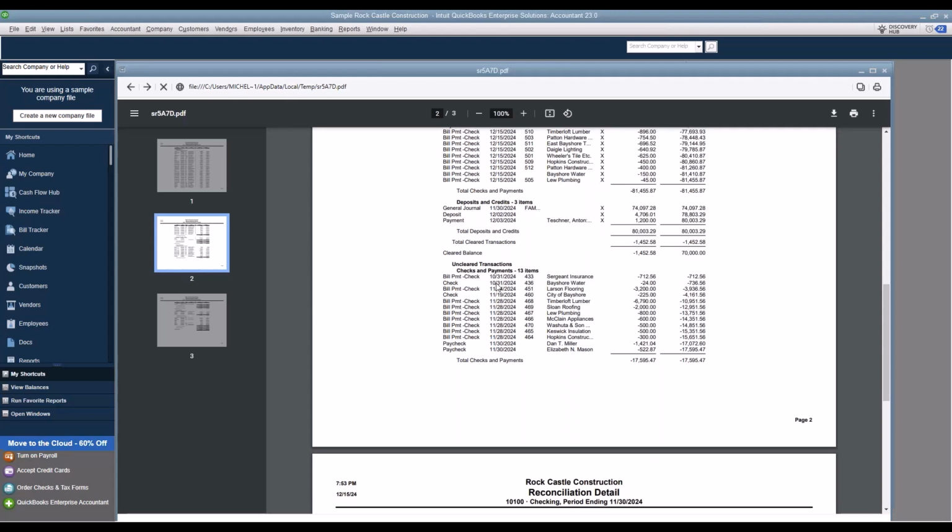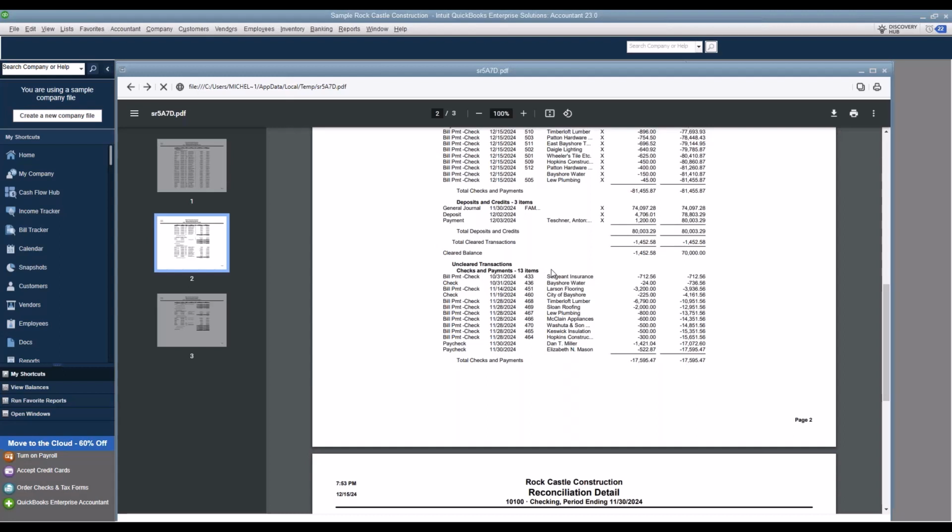Why is this important? Well, this will affect your balance, okay? This often gets missed. I harp on my bookkeepers about this. If you have unaddressed, uncleared transactions, the reconciliation is not complete. You have to look at these.